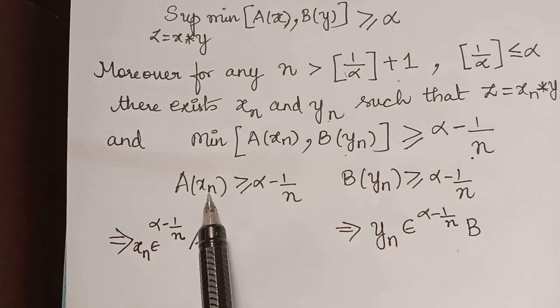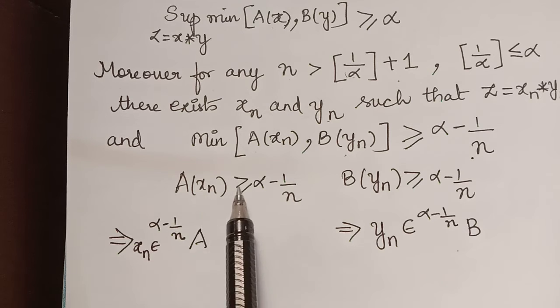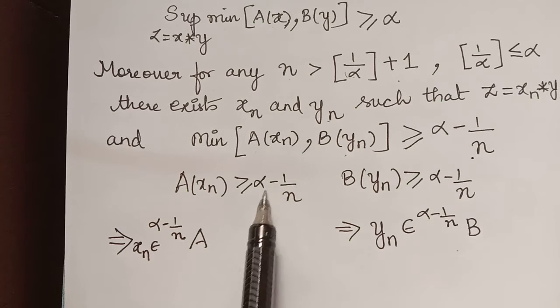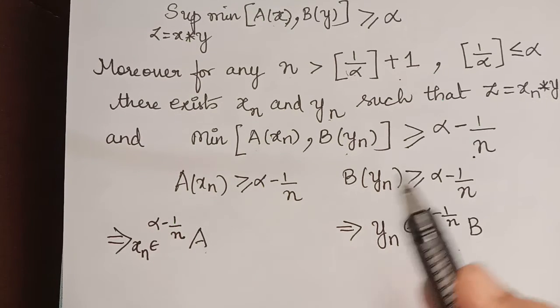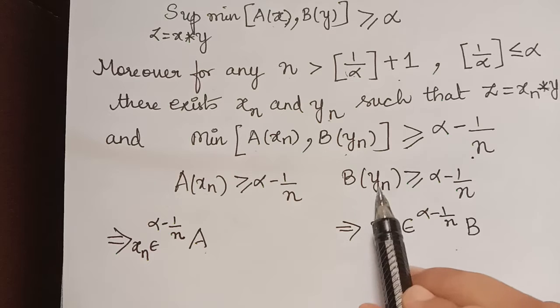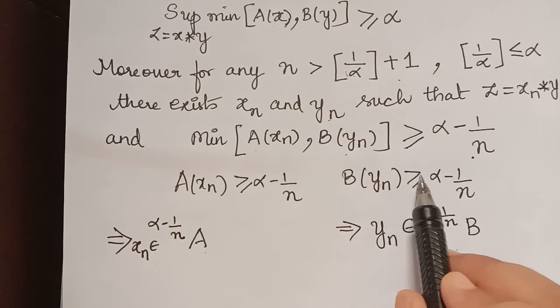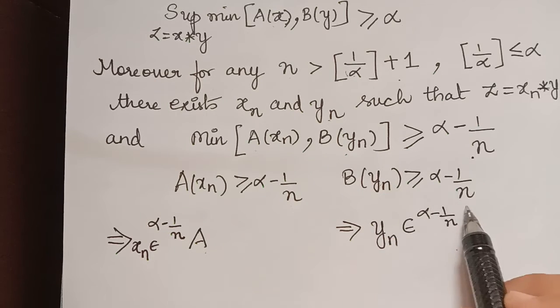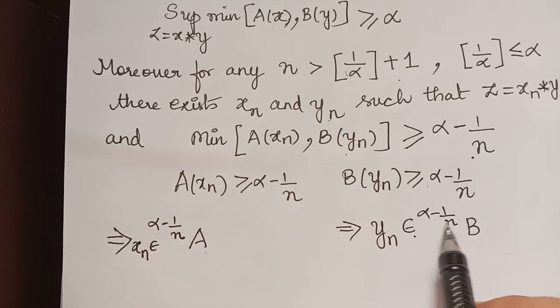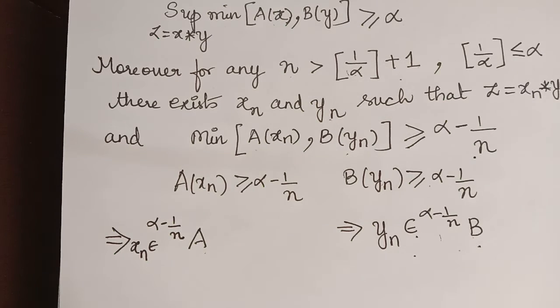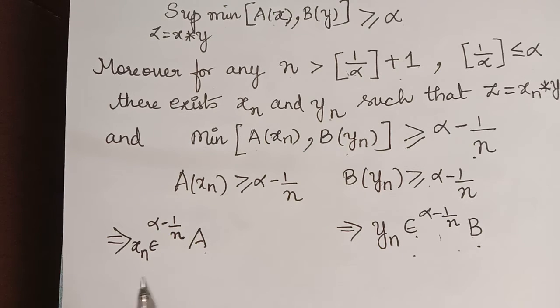Therefore A of xn, that is the membership grade of xn with respect to the fuzzy set A, greater than or equal to alpha minus 1 by n, implies that xn will be an element of alpha minus 1 by n cut of A. And the membership grade of yn with respect to the fuzzy set B is greater than or equal to alpha minus 1 by n, implies that yn is an element of alpha minus 1 by n cut of B. So this is by the definition of alpha cut sets. So these are two particular xn and yn.